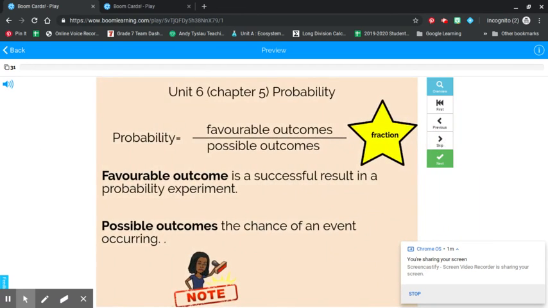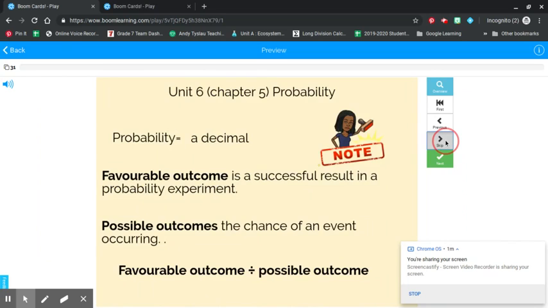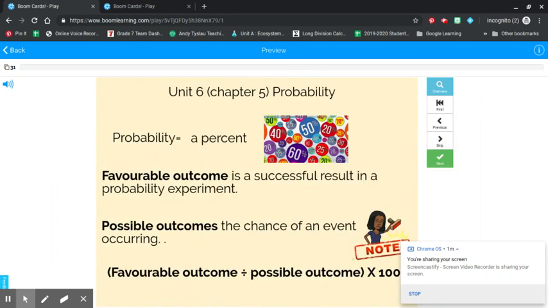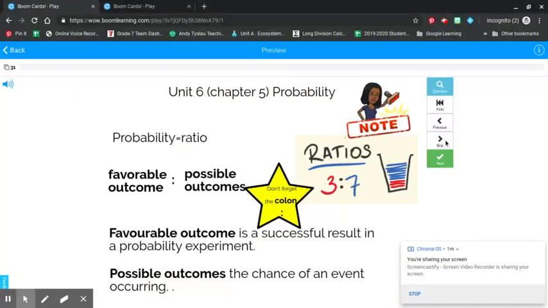Looking at the different ways that it can be expressed, such as a fraction, a decimal, a percentage, or even a ratio, which would be something new to all of us. But the ratio is very, very similar to a fraction. It's kind of like a fraction on its side.